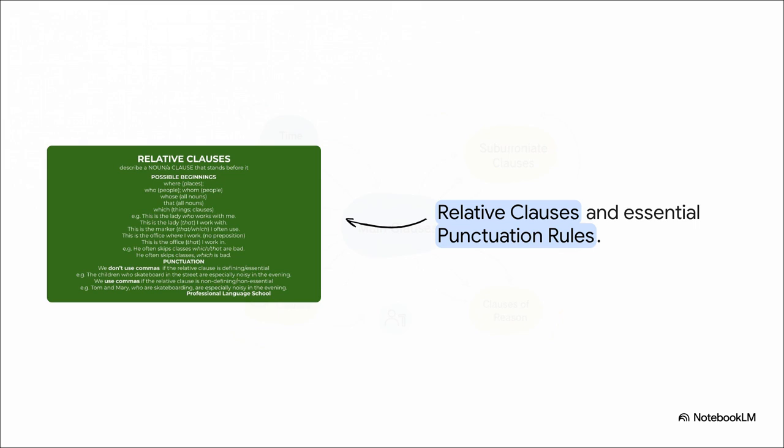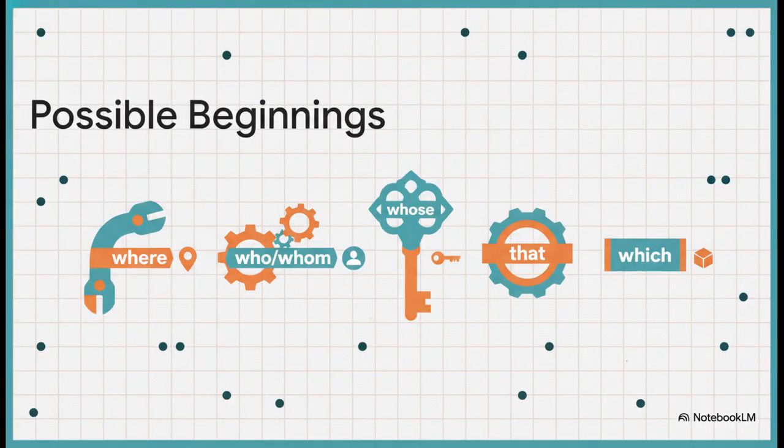A relative clause describes the noun that comes right before it. Think of it like a spotlight pointing directly backward. If I say, this is the lady who works with me, that relative clause, who works with me, points directly backward to the lady. I want to quickly rattle off the tools in our toolkit here.